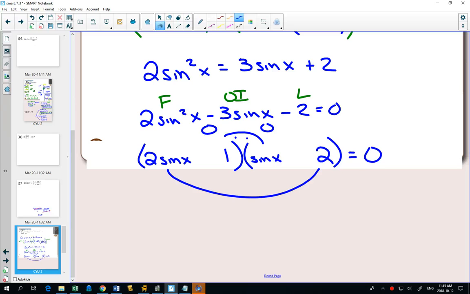Outside is 4, inside is 1. That makes 3. I need a negative 3. So I need my outside to be negative 4 and my inside to be positive 1.